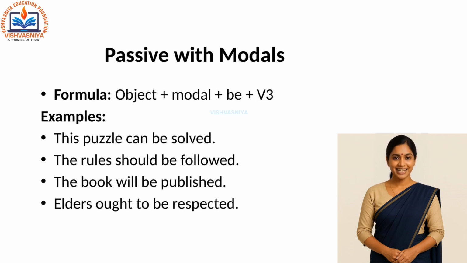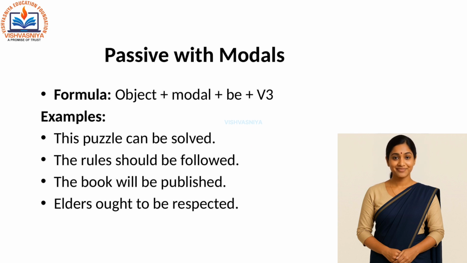Here we understand how modal verbs work in passive voice. The structure is simple: object plus modal plus be plus V3 plus by plus subject. Let me show you with examples. Active: you can solve this puzzle. Passive: this puzzle can be solved by you.